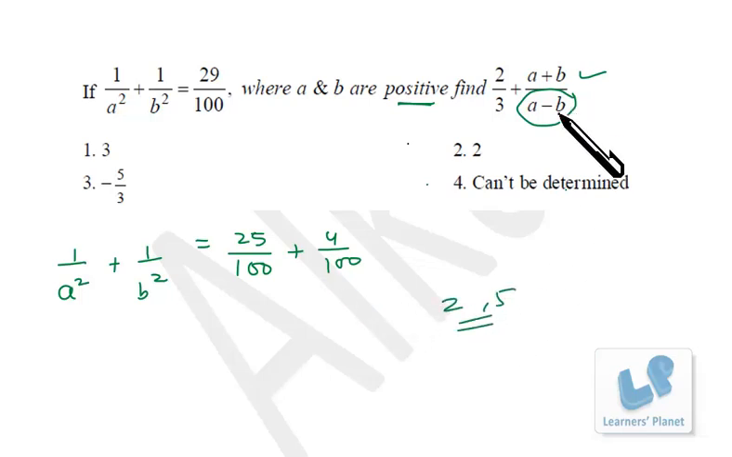So we cannot get a unique value of a minus b. Maybe a is 5, b is 2, maybe a is 2, b is 5, right? So in that case, a minus b can produce maybe a positive, maybe a negative value. So uniquely we cannot determine the answer of this question. So it can't be determined. Okay, I hope you are clear.